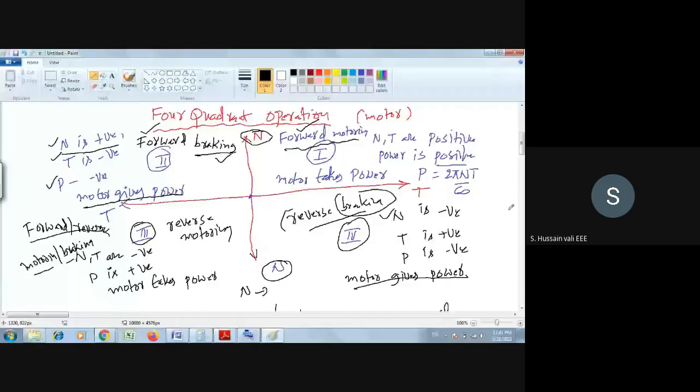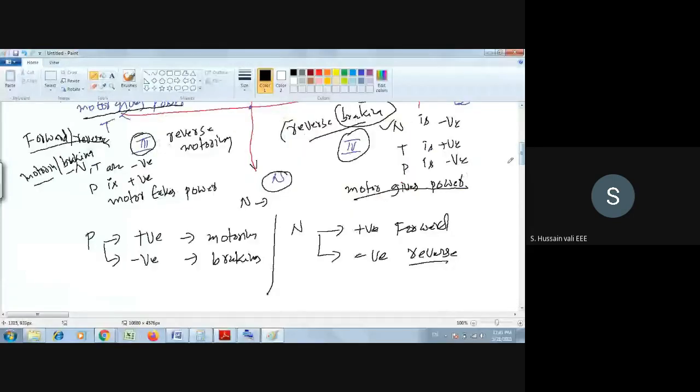When do you call it motoring? When the power is positive. You call it braking when the power is negative. When do you call it forward? When speed is positive. You call it reverse when speed is negative.